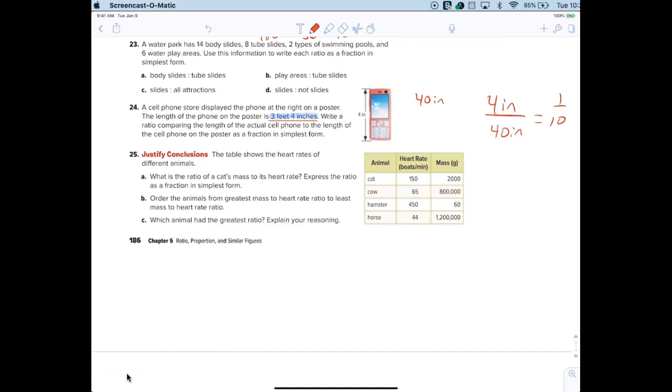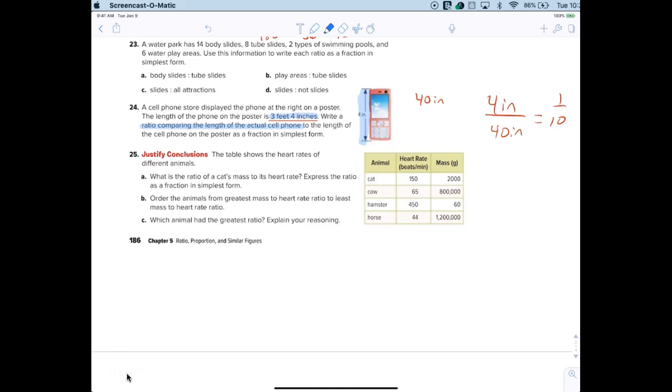All right, is everybody okay with that? Now again, how did I know it was 4 over 40? Because I read the last sentence. It says, write a ratio comparing the length of the actual cell phone. The actual cell phone is this right here, which is 4 inches. All right? To the poster. Now notice we said 3 feet 4 inches. You can't have 3 feet 4 inches. You got to convert it to the same units. All right? Now, what I want to do is number 25. Then I'm going to stop there for a minute.